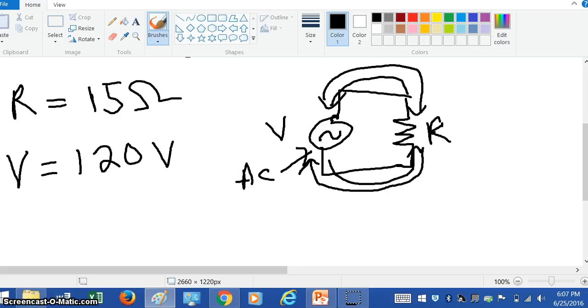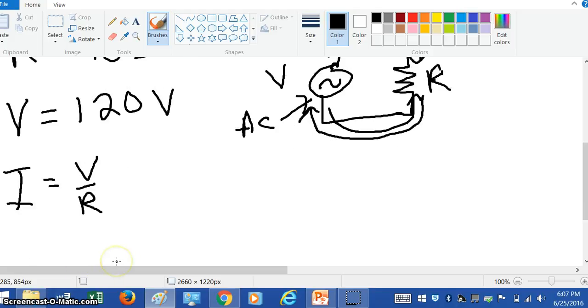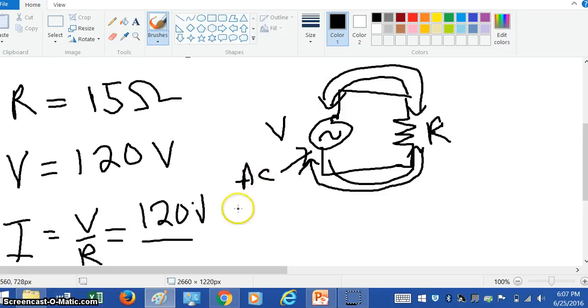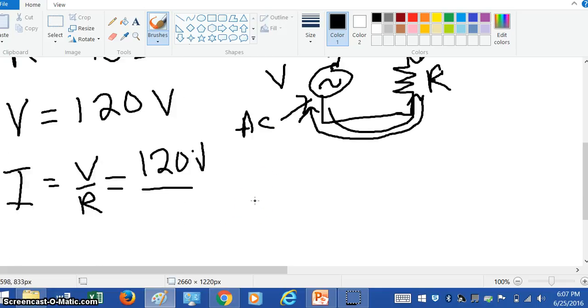And so we use Ohm's law, V equals IR, so I is equal to V over R. Alright, so just from algebra, it's going to be 120 volts over, I forgot, what was my resistance? Oh yeah, 15 ohms. And the units, the volts divided by ohms, give us amperes.